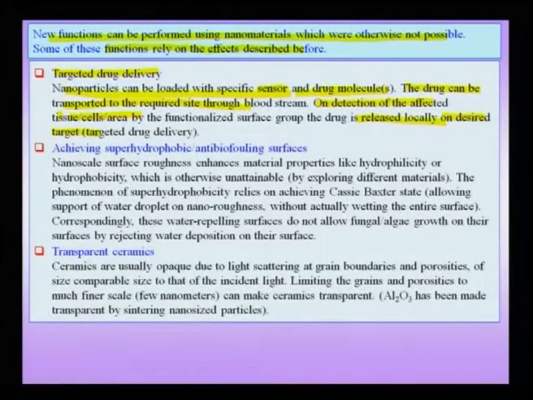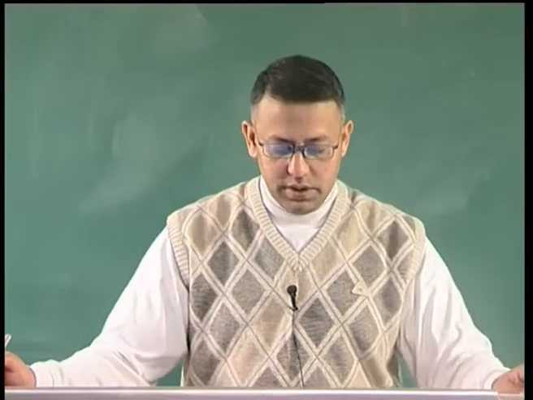We have already seen the example of achieving super hydrophobic surfaces. That means we can get anti-biofouling surfaces, and we will soon see, when we talk in more detail, that this super hydrophobicity comes from a certain kind of roughness in the nanoscale, which can be used for making coatings that repel or do not allow the growth of fungus and algae. This is another nice application, and we will not achieve these functions by use of conventional coatings on surfaces. Therefore, we have to rely on nanostructures on the surface.